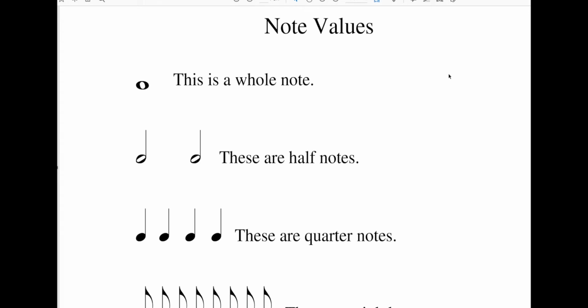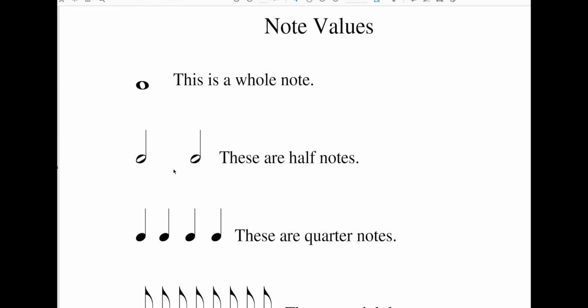Now, when we teach, say, young kids and beginners, sometimes we simplify this and we say something like a whole note is worth 4 counts, a half note is worth 2 counts, and a quarter note is worth 1 count. Now, that can be true, but it's not always true. So, what I want you to work on is understanding what's always true, because that will make more sense for you.